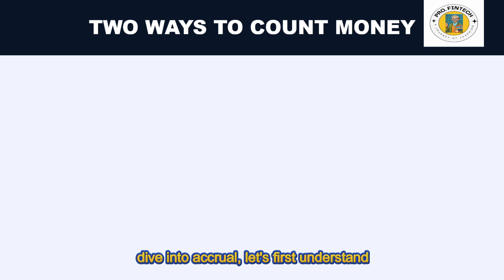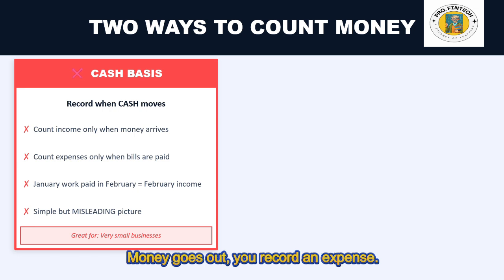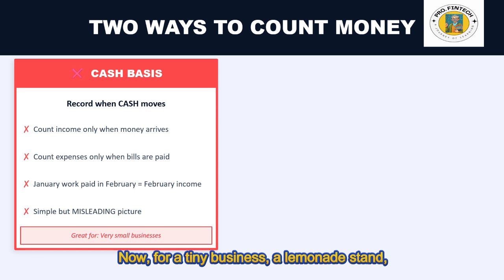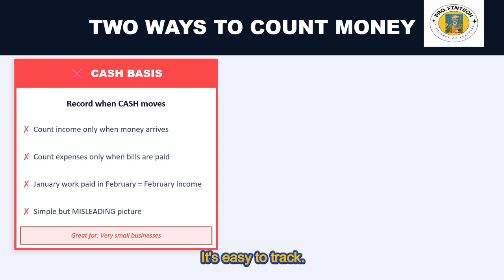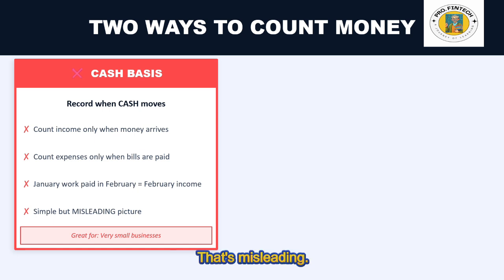Before we dive into accrual, let's first understand what most beginners start with: cash basis accounting. Cash basis is exactly what it sounds like. You record money when it physically moves. Money comes in, you record income. Money goes out, you record an expense. That's it, simple. Now, for a tiny business, a lemonade stand, a one person side hustle, cash basis can work fine. It's simple, it's easy to track, but here's the fatal flaw. Cash basis can completely distort the picture of how your business is actually performing. Like we just saw, you work all January, get paid in February, and your January books show zero income. That's not accurate. That's misleading.